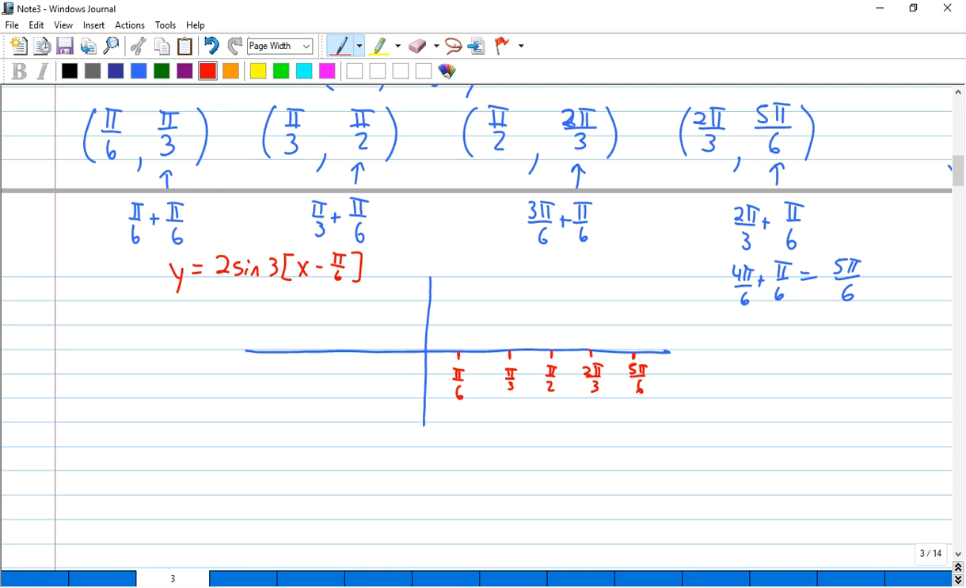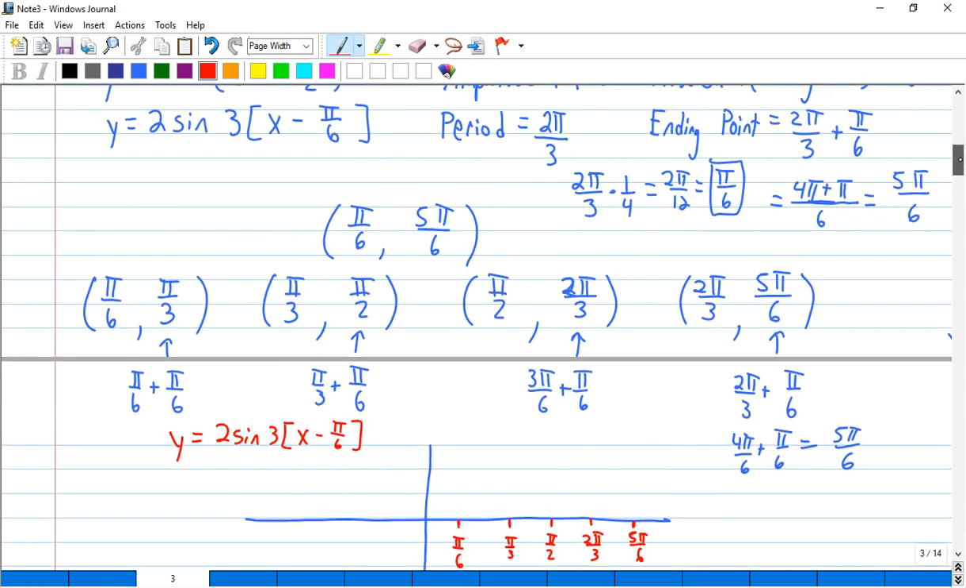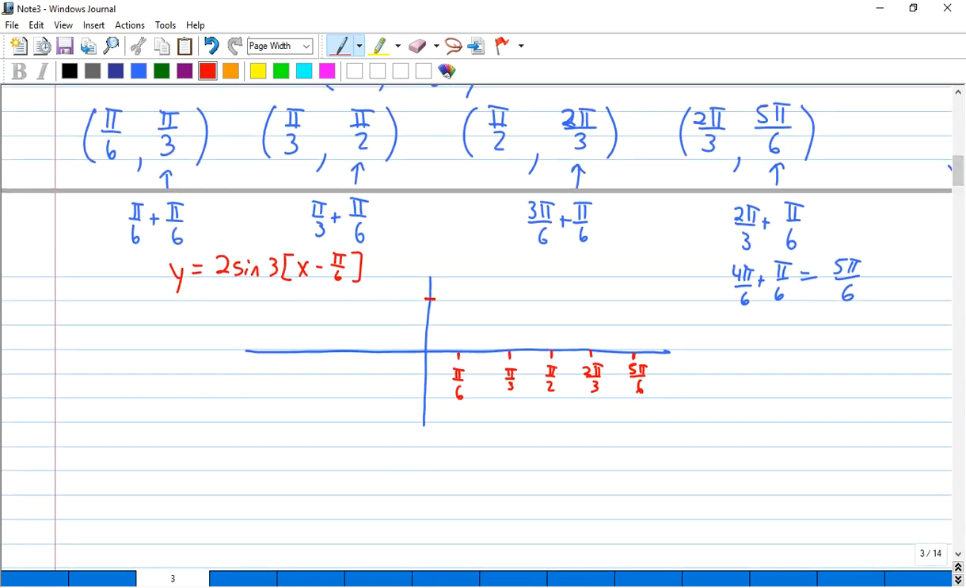Okay? Now we have to remember the pattern for sine. Also need the high point and the low point. What was it? What was the amplitude? 2. So my high point's going to be 2. My low point's going to be -2. Those are on the y-axis.